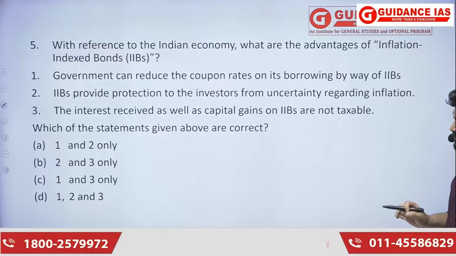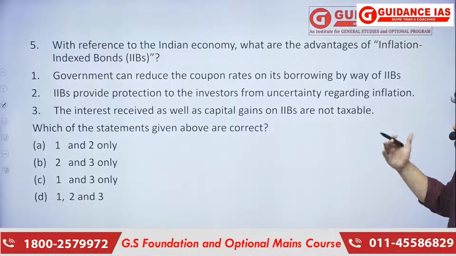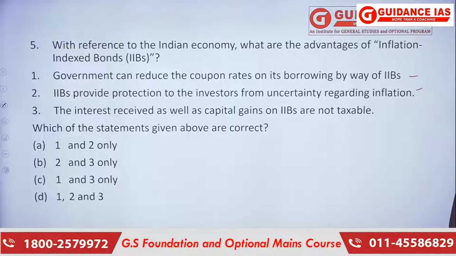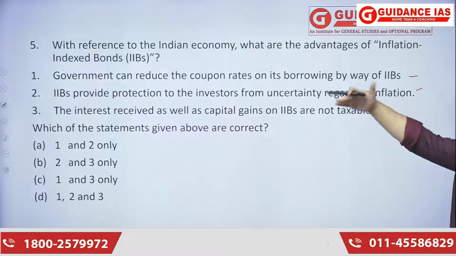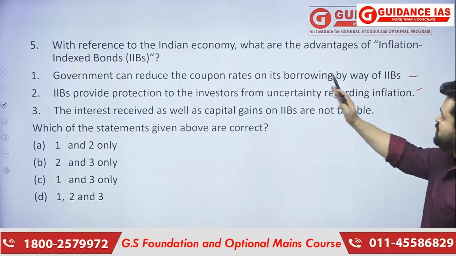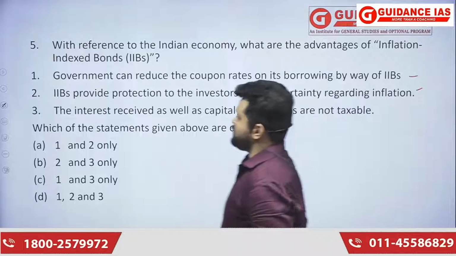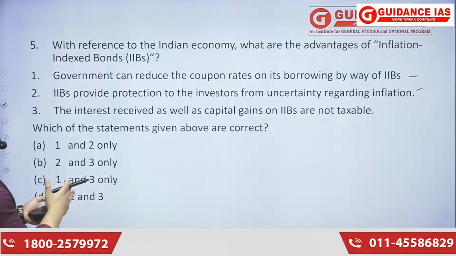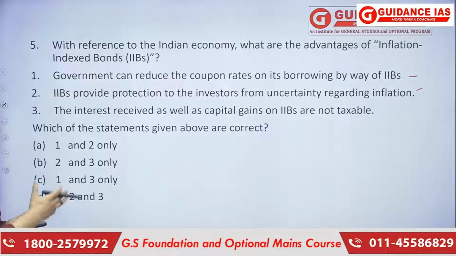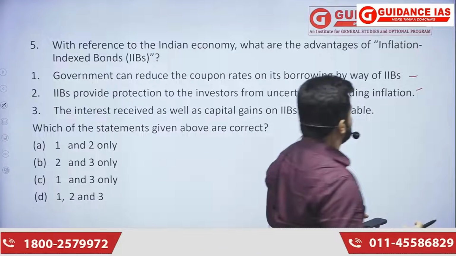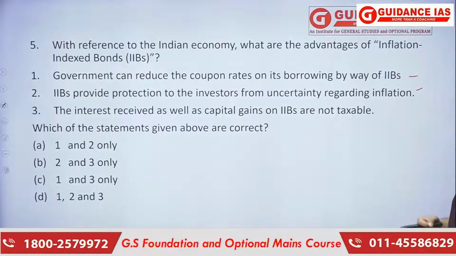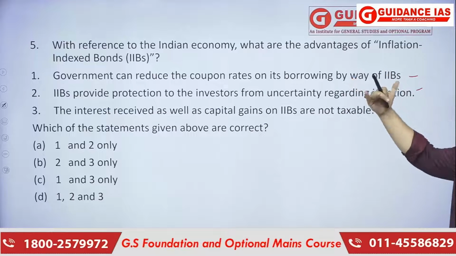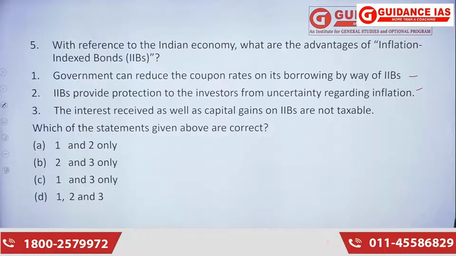Now see, in this question, you might get confused while reading first and second statements. Okay. So, for example, first reading the first statement, government can reduce the coupon rates on its borrowing by way of inflation index bonds. Okay, let us consider that you do not know whether government can reduce the coupon rates or not, because coupon rate simply means the interest that bond will accrue. So agreed that you might not be able to infer whether it can reduce the coupon rates on borrowings by way of IIBs or not.